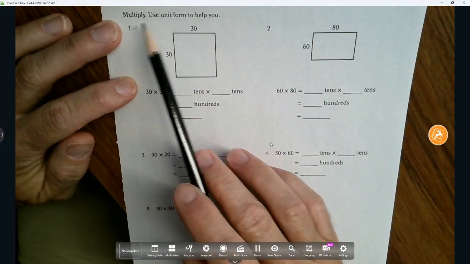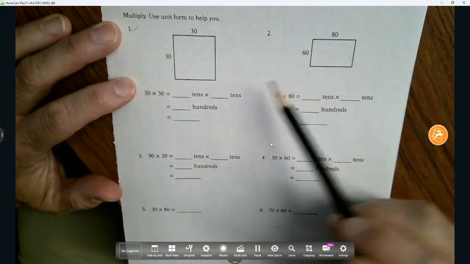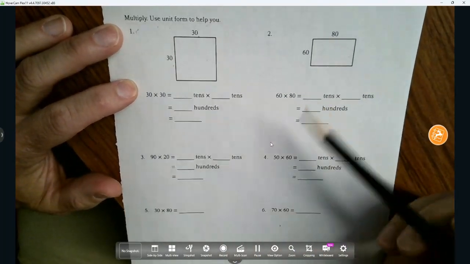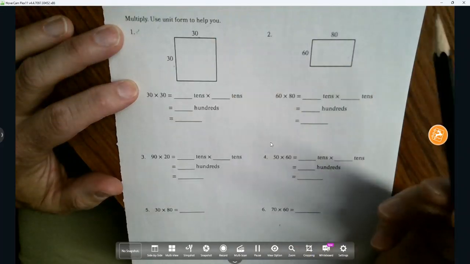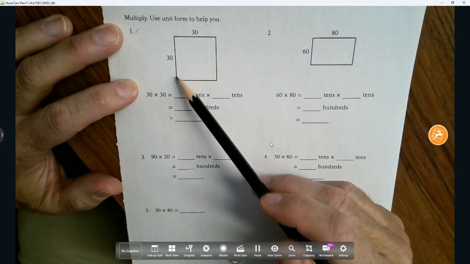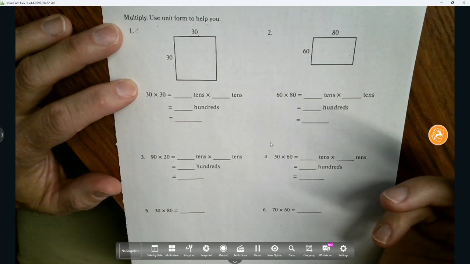Today we're going to multiply. Use unit form to help you. So we have 30 times 30. It looks like we're trying to find the area of this square. Remember, length times width gets us the area, and that's what we're using.